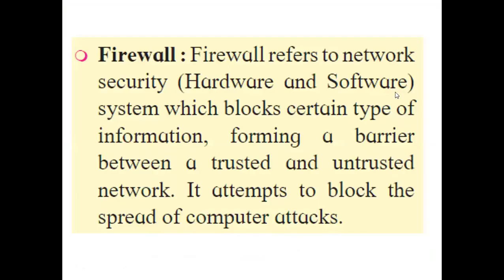Now the third point, firewall. Firewall refers to network security, that is, a hardware and software system which blocks certain types of information, forming a barrier between a trusted and an untrusted network. It attempts to block the spread of computer attacks. In the last lecture, I told you that a firewall means the barrier in between two networks.